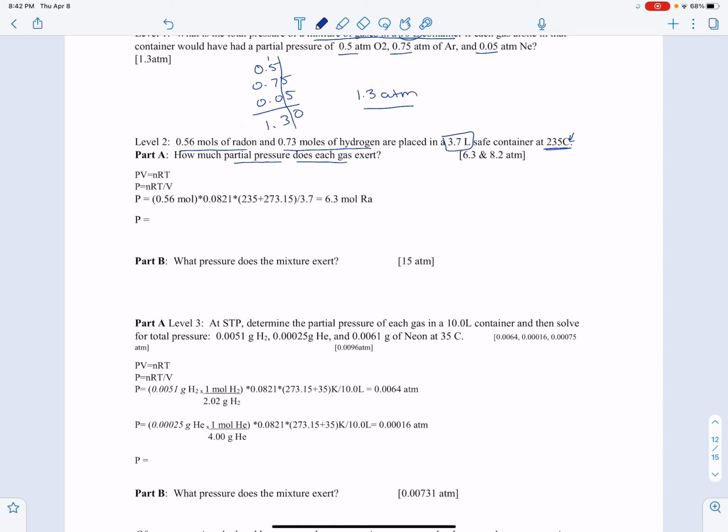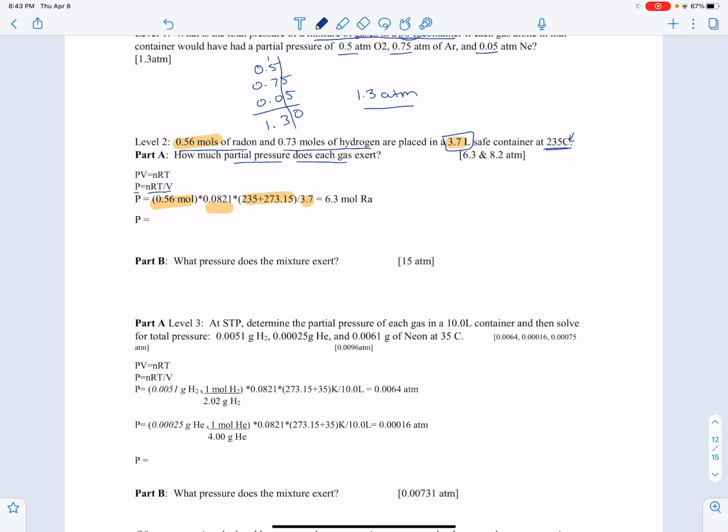All you have to use is PV equals nRT. So we're solving for the pressure, and we've got it rearranged, nRT over V. So here are our moles of radon. We already know our R value. We have the temperature. Remember, it's converted into Kelvin there. And then we have the volume. So you just do that, and you figure out the pressure of the radon.